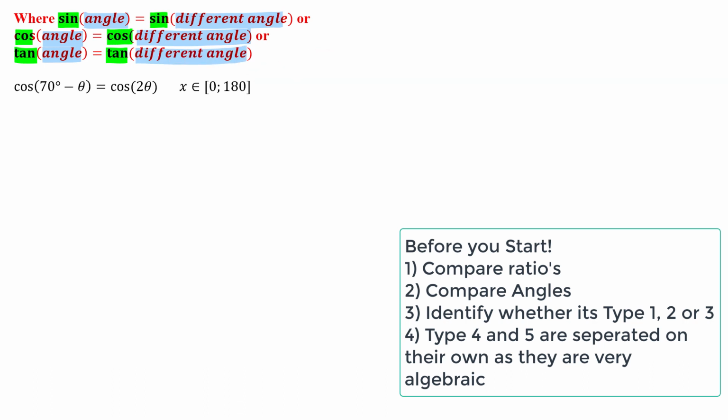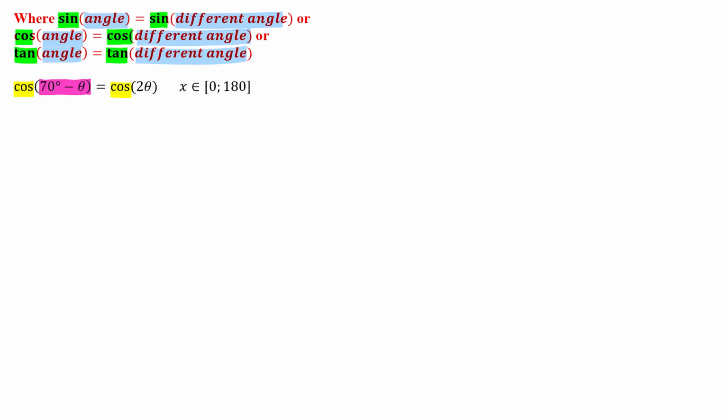If you look at the example below, you'll clearly see that we've got the same ratio: cos and cos. And then we've got two different angles. We've got the angle 70 minus theta, and remember, whatever is inside the bracket, that entire thing is the angle. And then we've got 2 theta on the right-hand side. For the time being, don't worry too much about x being an element between 0 and 180. I'll come back to it in a minute.